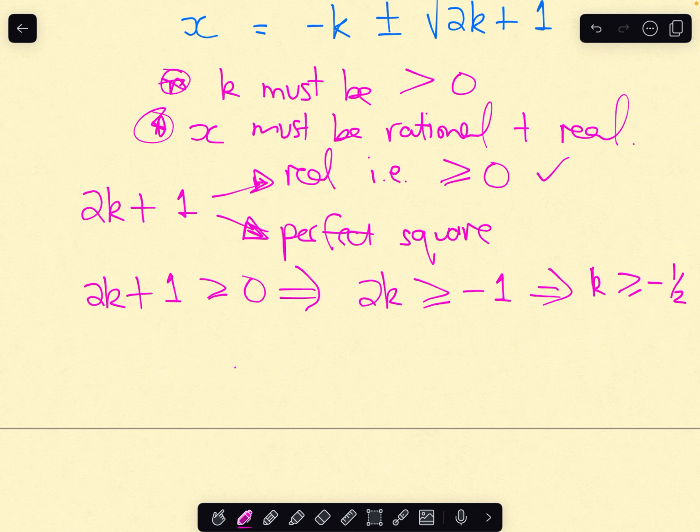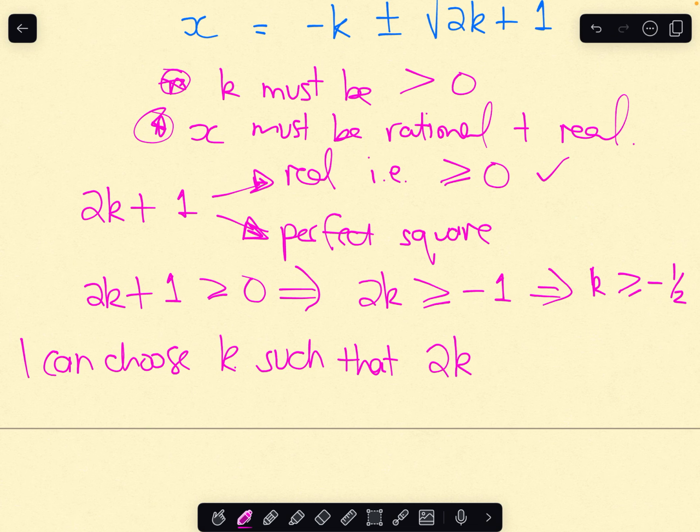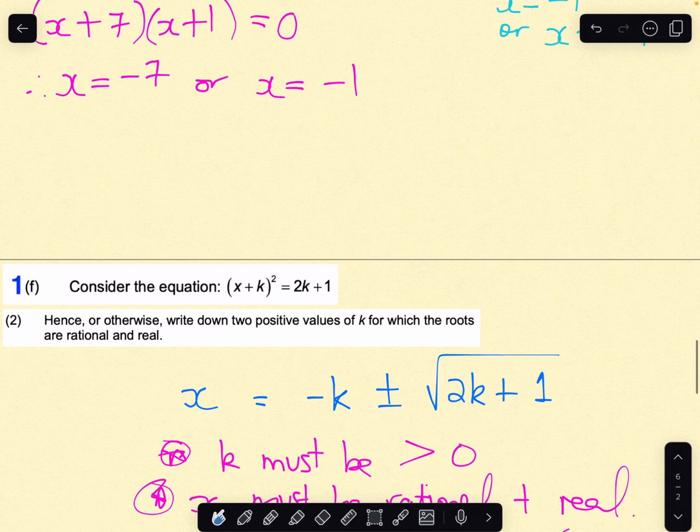So anyway, I can choose k such that 2k plus 1 is equal to 1, right? So then 2k is equal to 1 minus 1, so k is equal to 0, right? So if k is equal to 0, let's see what happens here. You then end up with x plus 0 squared, so x squared, I'm just going to write this down. You end up with x squared is equal to 2 times 0, so nothing, plus 1. And so you end up with x is equal to plus or minus 1, right? So you end up with 2 rational roots.